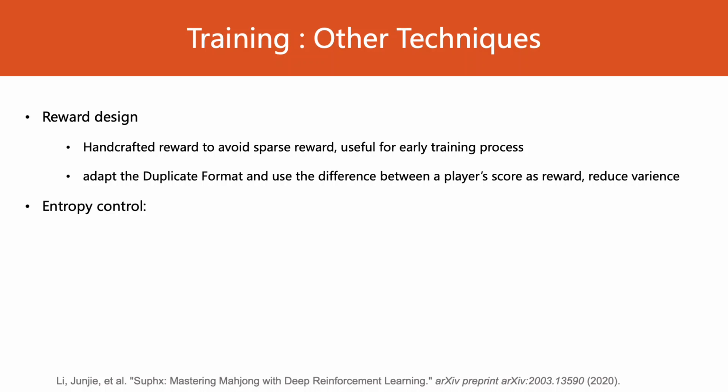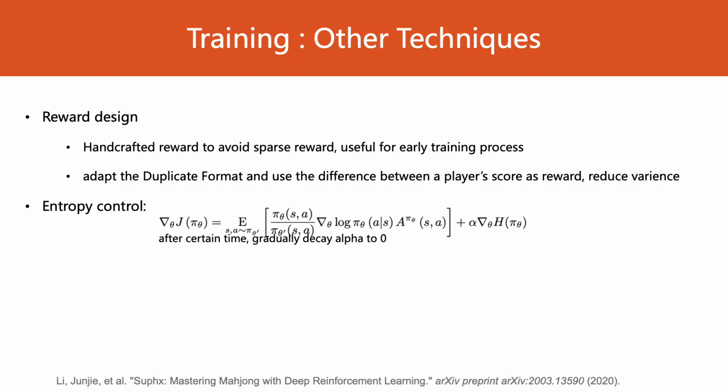The second thing is entropy control. We use a format similar to MSRA's paper, in which we use a control parameter alpha to keep the entropy of the policy close to a target policy. After a certain time, we gradually decay alpha to 0 to ensure that our policy can converge and get rid of the entropy control.